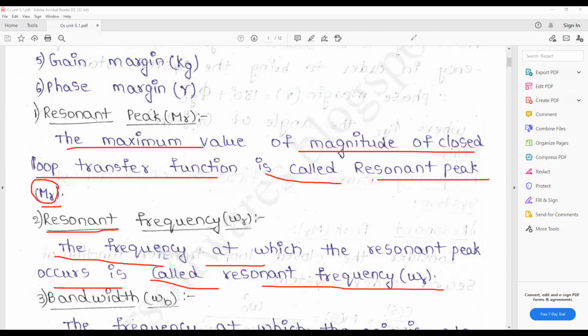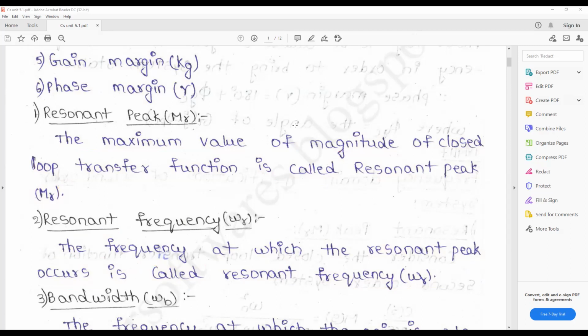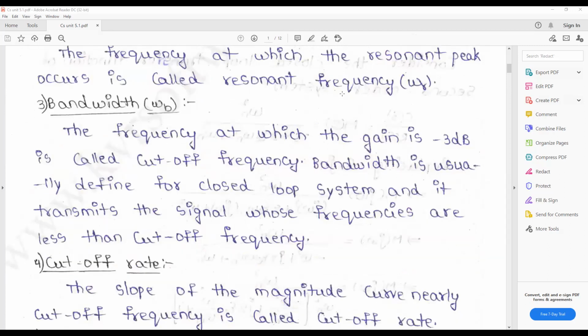Okay. The next, third one is bandwidth, the frequency at which the gain is -3 decibels. Bandwidth means the frequency at which gain is -3 decibel is called cutoff frequency. The frequency that occurs near the gain of -3 decibels is called the cutoff frequency. And the bandwidth is usually defined for closed loop system, and it transmits the signal whose frequencies are less than cutoff frequency.